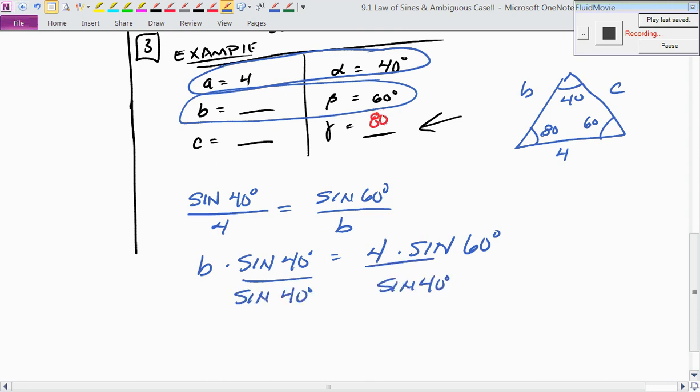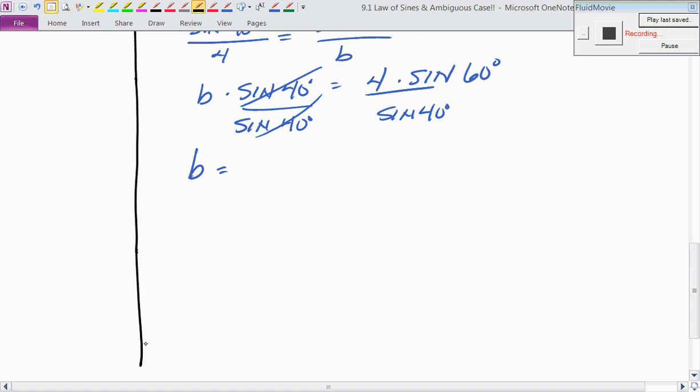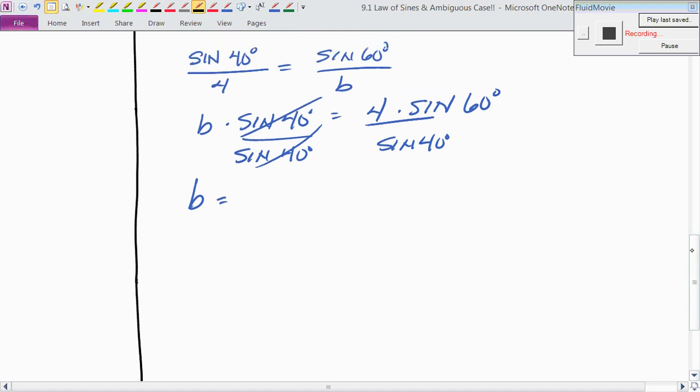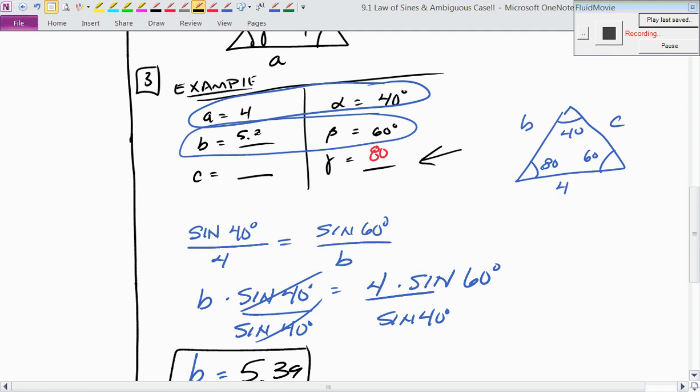You guys follow along so far? So B has to be 4 times the sine of 60 divided by the sine of 40. And I need 3 people to verify what the answer is. What is 4 times the sine of 60 divided by the sine of 40? We're going to round to 2 decimal places. I have one person that says 5.39. I have 3 other people that say 5.39. So we're going with that. 5.39. Sweet. So we come back up here, and now we know that B is 5.39.